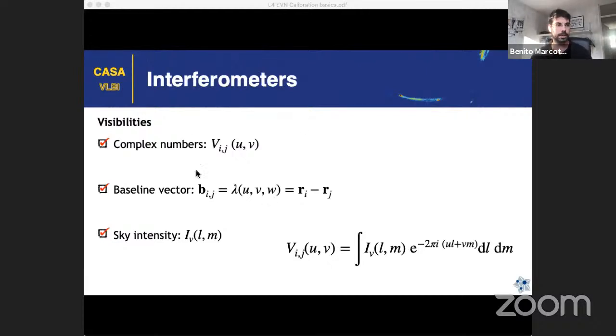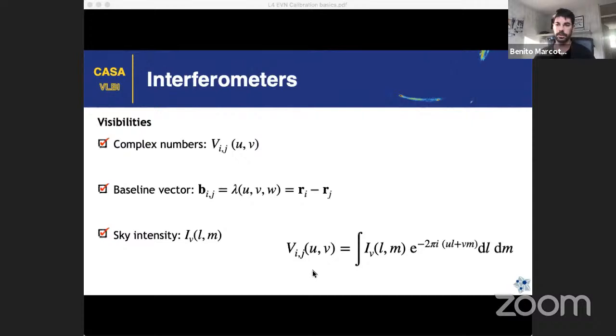But of course, these complex numbers are basically the signal that you are recording from the sky. At the end, what you want to measure is the sky intensity in that particular field. Then you are doing basically a Fourier transform, and this is what you are storing: the visibility.